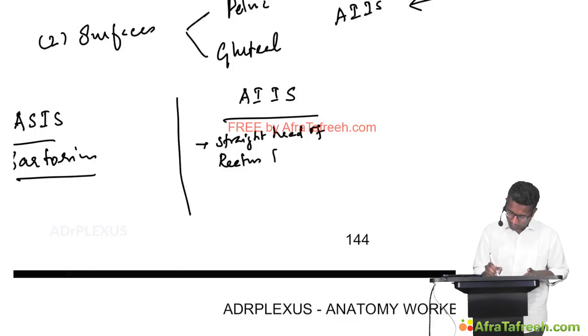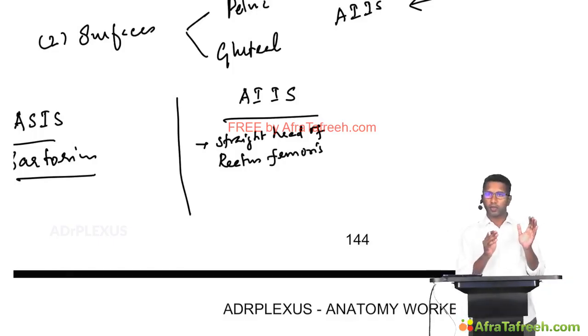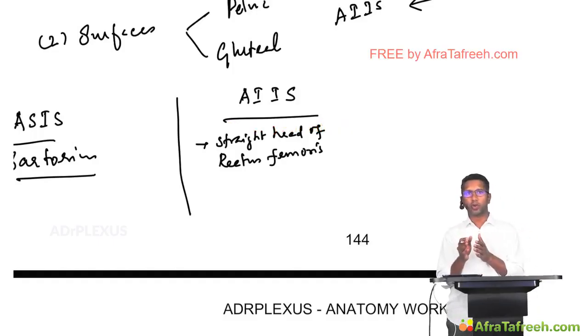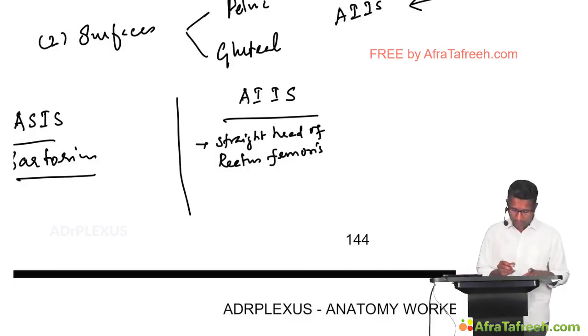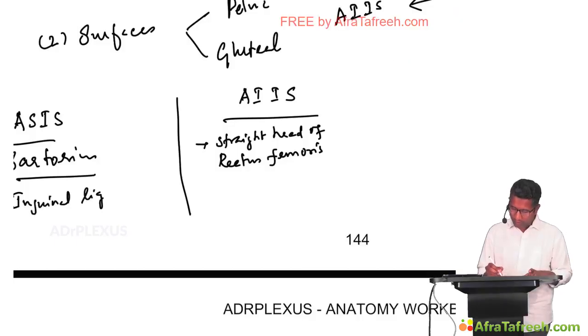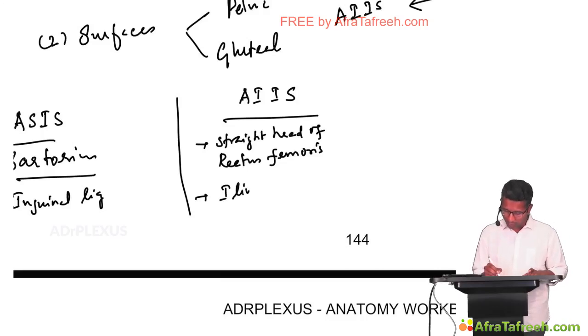Straight head of rectus femoris arises from the anterior inferior iliac spine. So guys, remember, from the anterior superior iliac spine, one muscle arises, and from the anterior inferior iliac spine also one muscle arises. Here you have a ligament attached to the anterior superior iliac spine, called the inguinal ligament, and the ligament attached to the anterior inferior iliac spine is called the iliofemoral ligament.